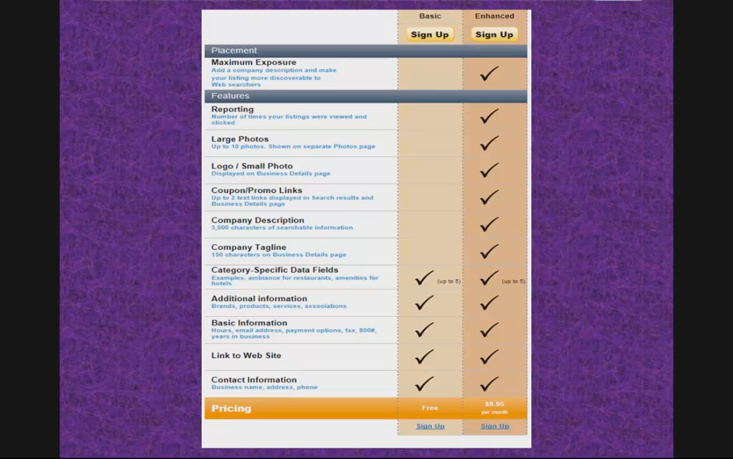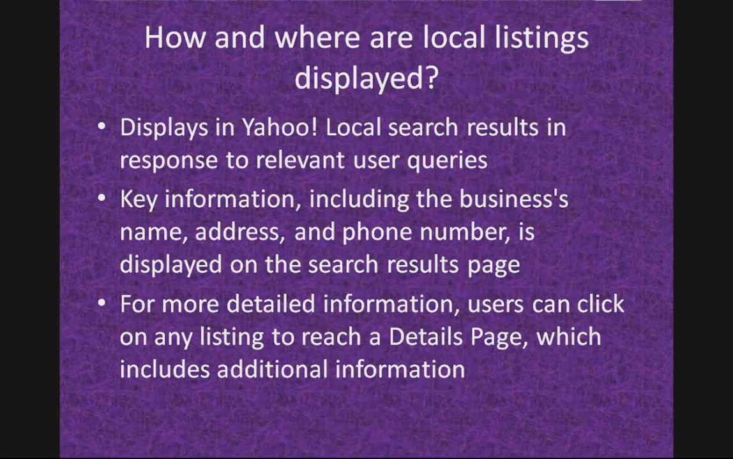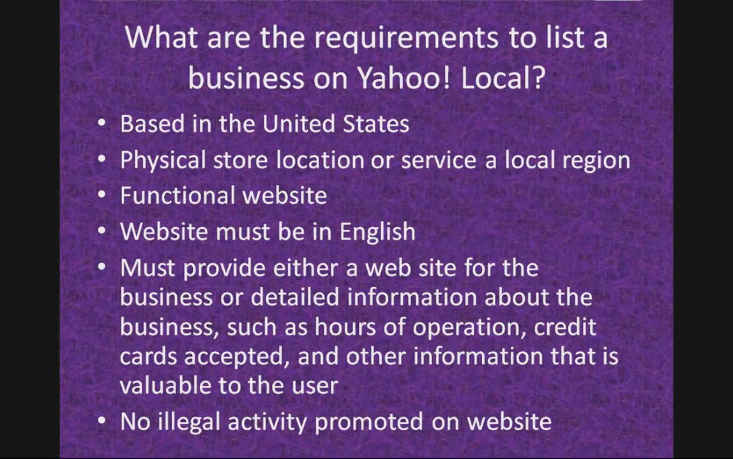Here is a comparison diagram of the two types of listings that is shown on the Yahoo website. Local listings display businesses' key information in Yahoo Local searches with an option for the user to click for more information. There are a few requirements for businesses to display a listing. Businesses must be based in the United States, service a local area, have a website in English, and have no illegal activity promoted on their website.